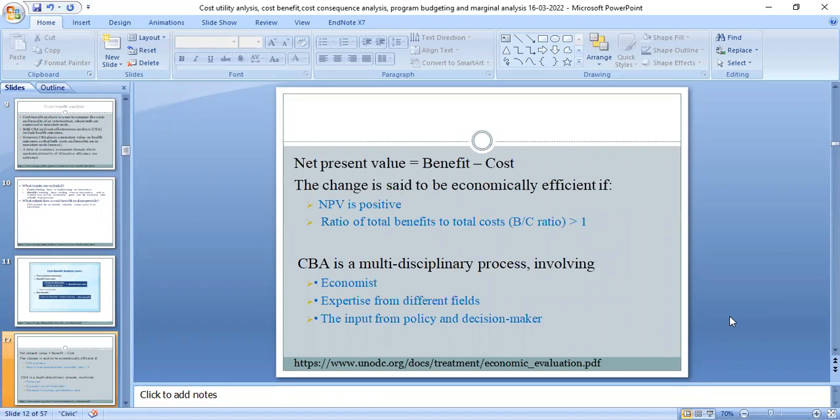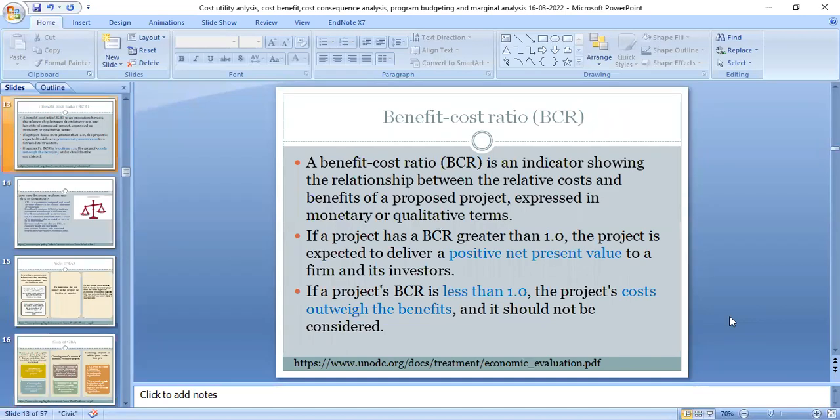Now, the net present value equals benefit minus cost. The change is said to be economically efficient if net present value is positive, or the ratio of total benefits to cost is greater than one. Cost benefit analysis is a multidisciplinary process involving economists, expertise from different fields, and the input from policy and decision makers. Now, the benefit cost ratio. A benefit cost ratio is an indicator showing the relationship between the relative costs and benefits of a proposed project, and it is expressed in monetary or qualitative terms. If a project has benefit cost ratio greater than one, the project is expected to deliver a positive net present value to a firm and its investors.